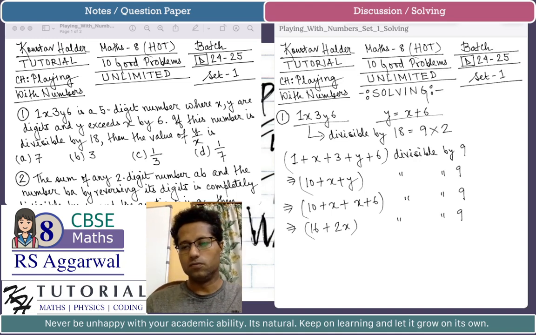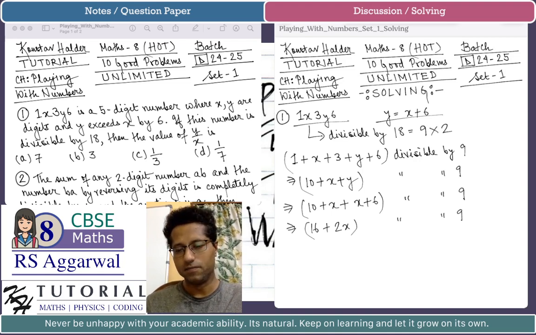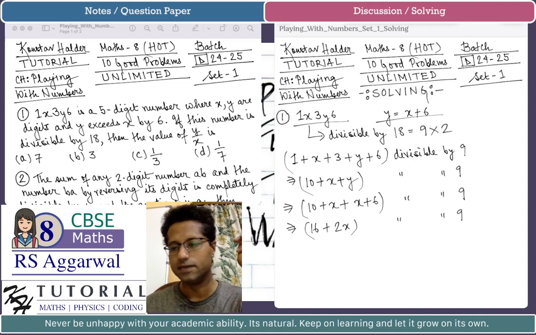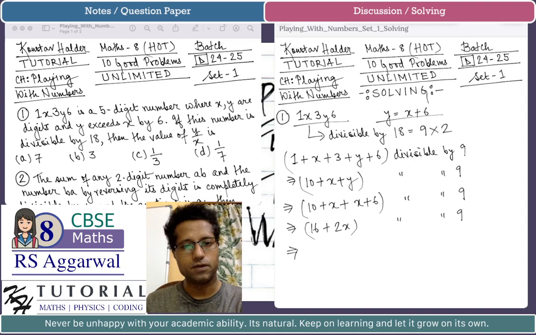16 plus 2x will definitely be greater than or equal to 16. So what is the next number after 16 which is divisible by 9? That is 18. So hence this will imply, what is the question? Then the value of y by x is, okay.